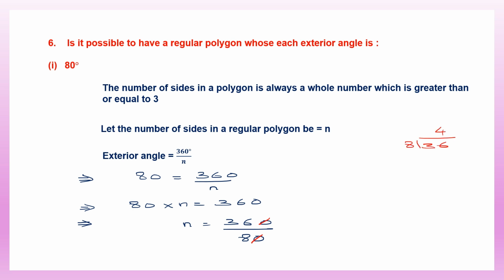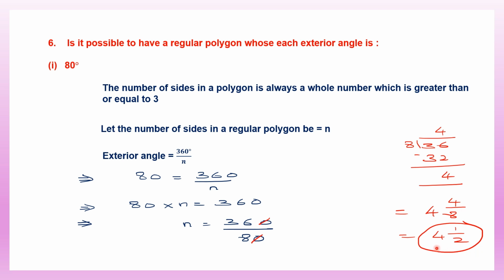8 fours are 32, minus, we have 4. So here the fraction is 4 by 8, or 4 and 1 by 2. Now this is a mixed number. And what does the point say? The number of sides in a polygon is always a whole number. It cannot be a fraction. It cannot be a mixed number. If it is a mixed number, then this is not the regular polygon.